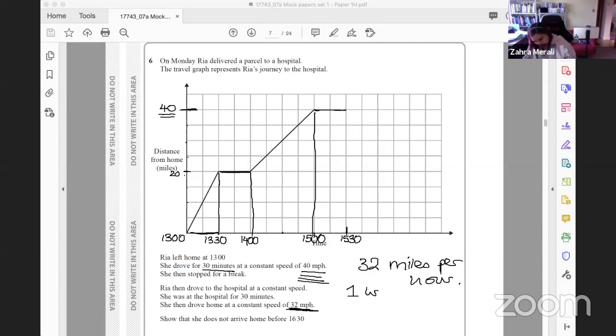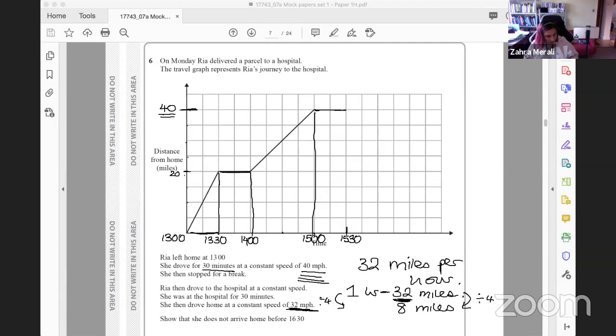So in 1 hour, she travels 32 miles. But we don't want 32, we want 40 miles. So we know 1 hour is 32, so we need another 8 miles. So what we're going to do is divide 32 by 4. So 1 hour divided by 4 will be 1/4 of an hour.